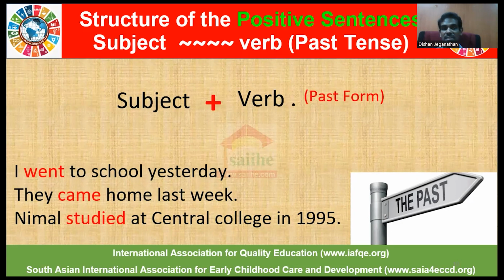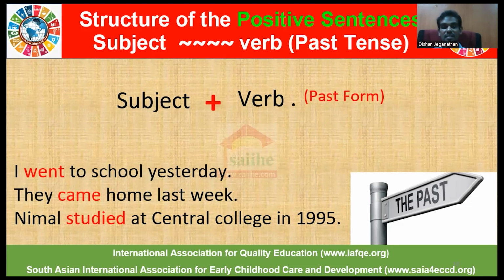I went to school yesterday. I is the subject. The past of go is went. I repeat, the verb go and the past of go is went. I went to school yesterday. They came home last week. They is the subject. The verb come, the past of come is came. So the sentence goes as they came home last week.